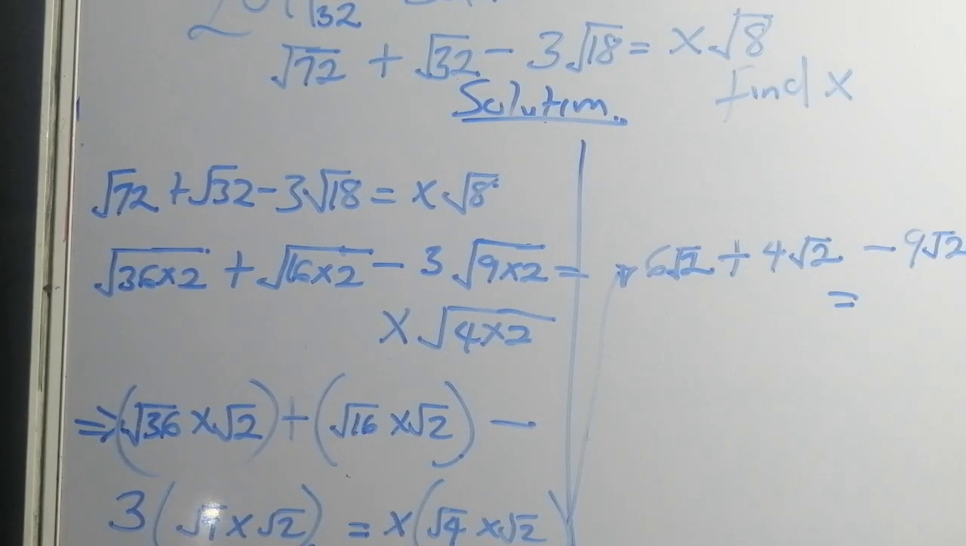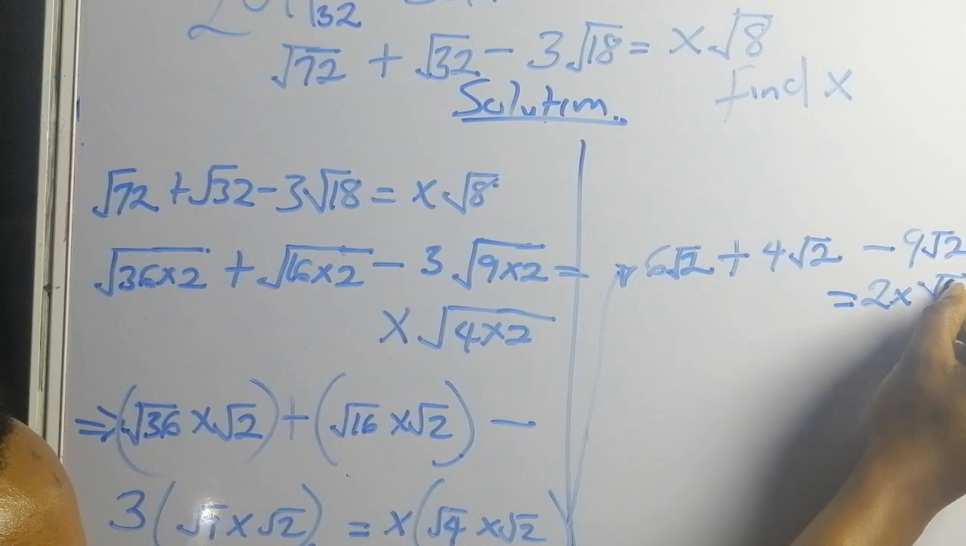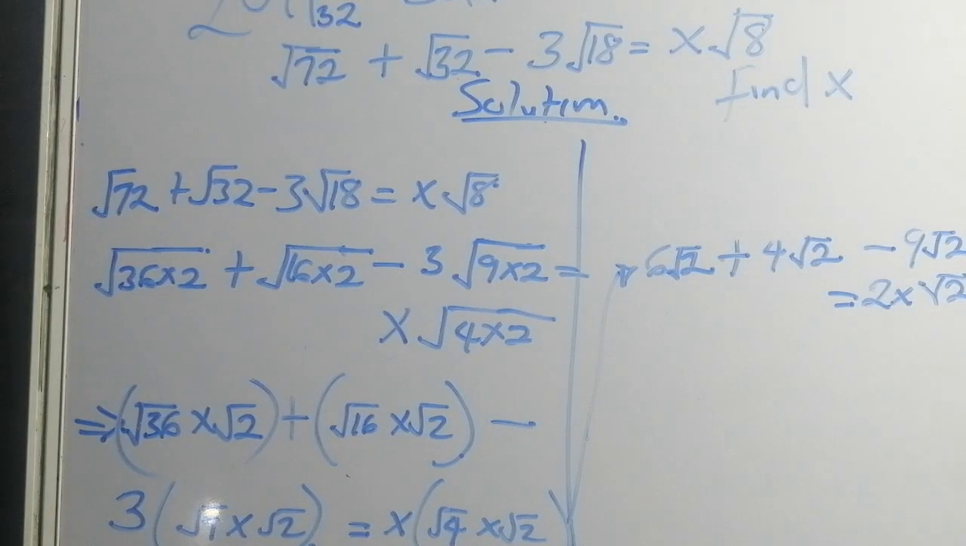2. 2 times x. That will give us what? 2x root 2. So that will give us 2x root 2. It's as simple as that. Now, if you look at the value inside the square root, what am I seeing here? They are all the same.